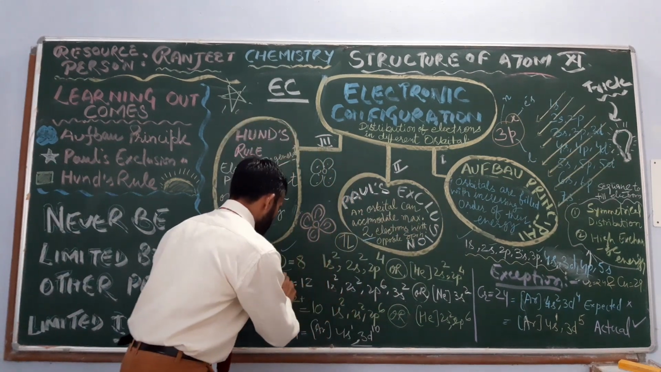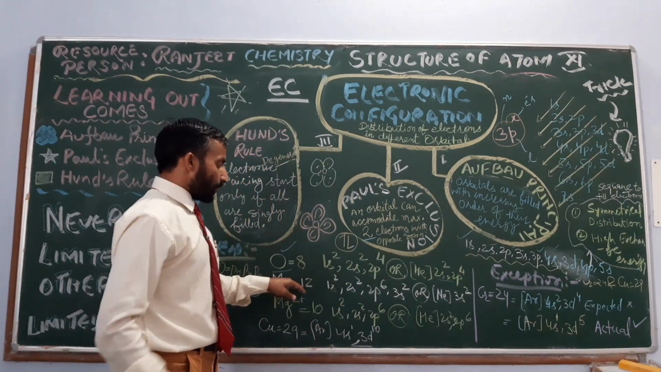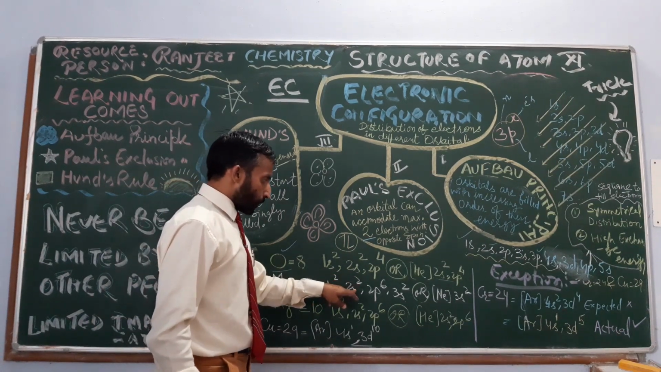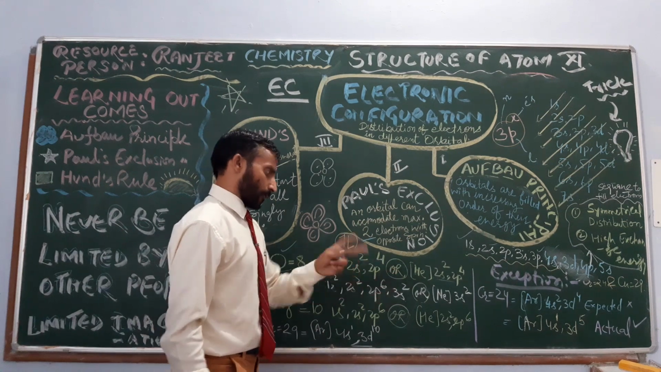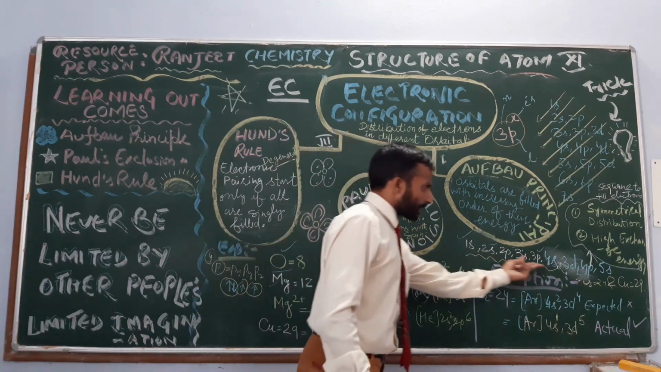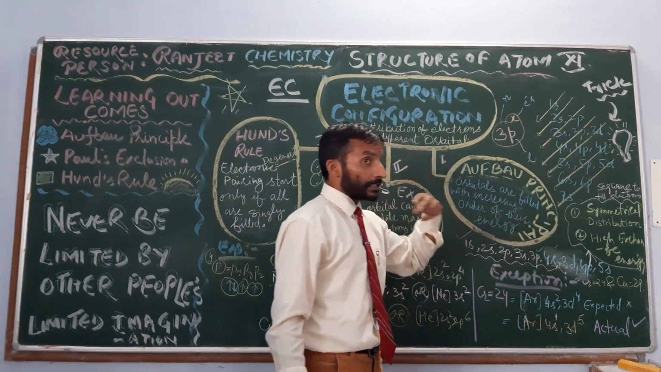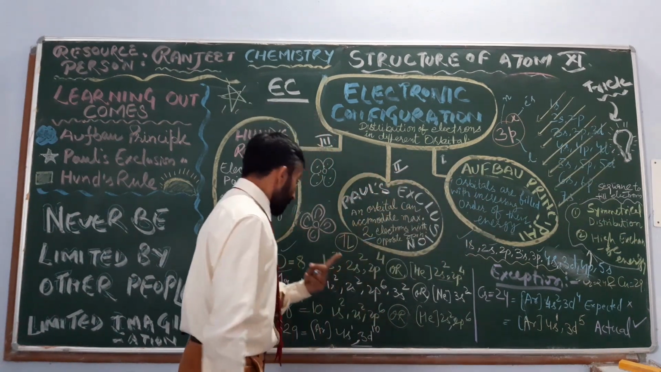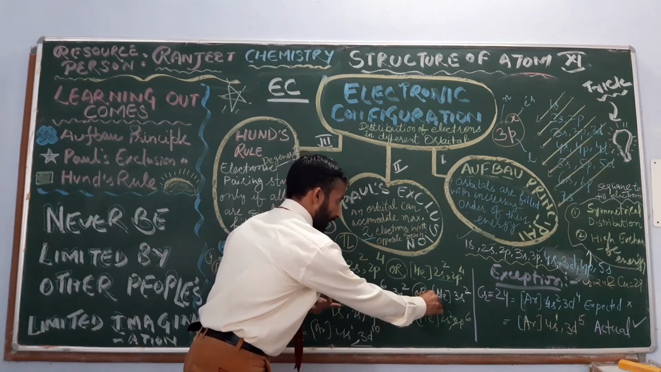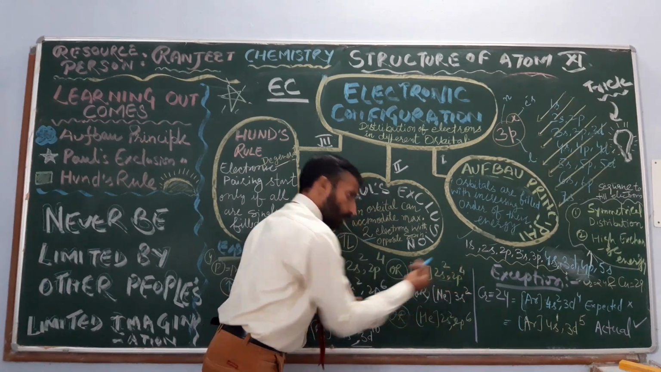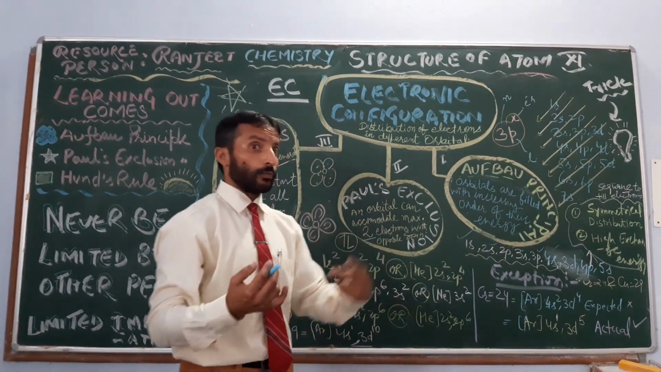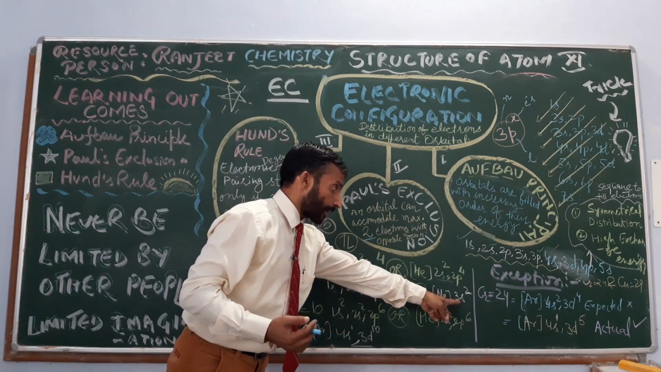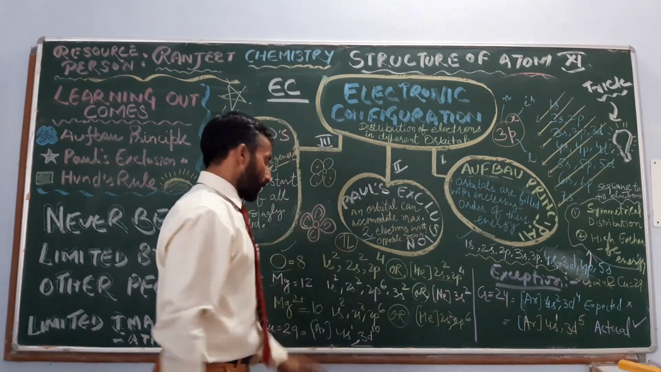Now the next example is magnesium. Mg, atomic number 12: 1s2, 2s2, 2p6, 3s2. Right? This is the same thing that you have to remember. This is according to the increasing order of their energy. Here it can be written as neon 3s2, because this is the nearest noble gas. Then the valence shell electrons we have to write.